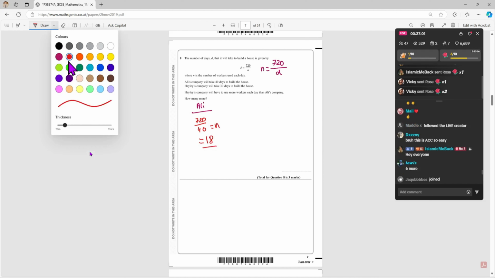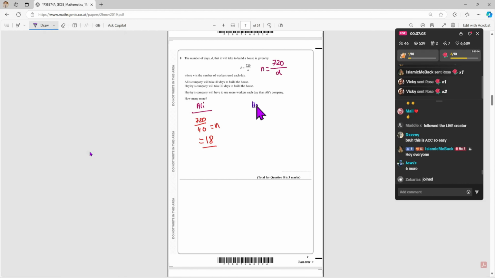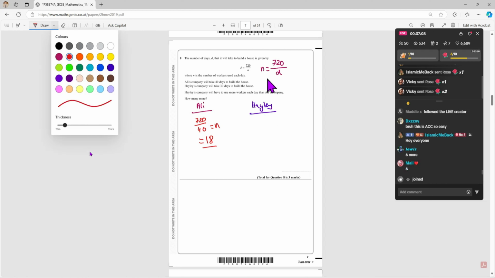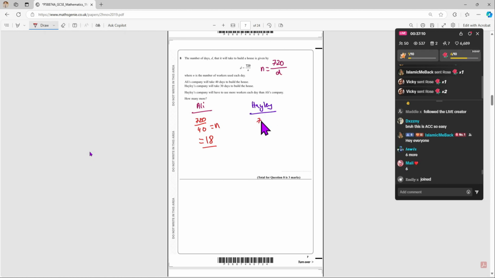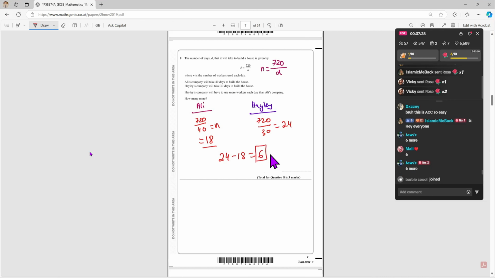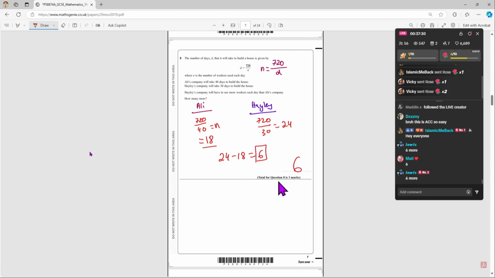Now I'm going to do the same with Haley. So Haley right here, we're going to use the same formula. We're going to do 720 divided by 30 days instead. It's going to be 24 workers. And then we need to work out how many more workers Haley has. So you have to do 24 minus 18, work out the difference, which will be 6. And that will be your answer, 6.